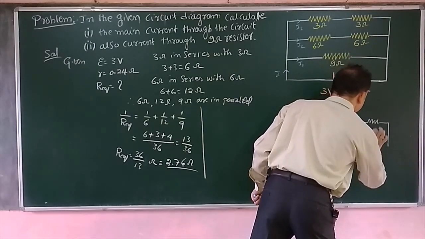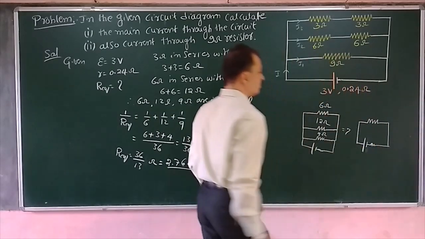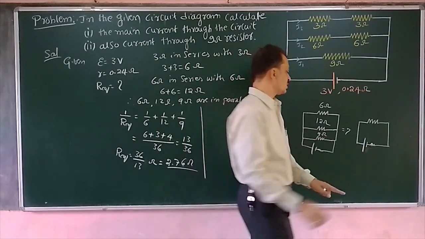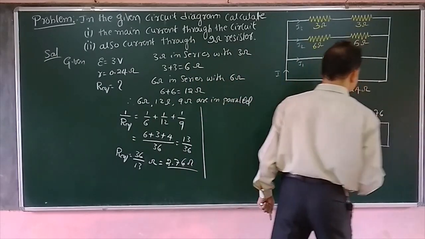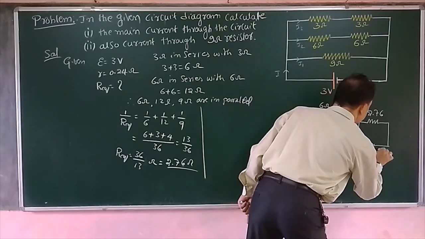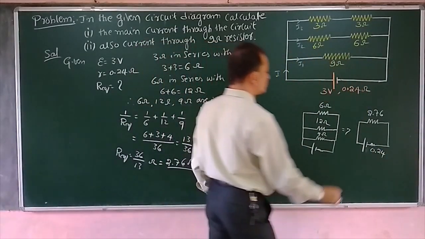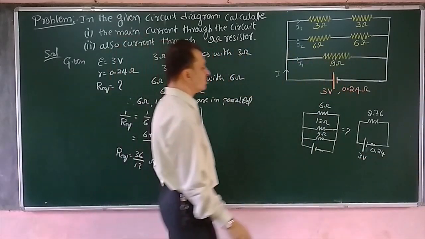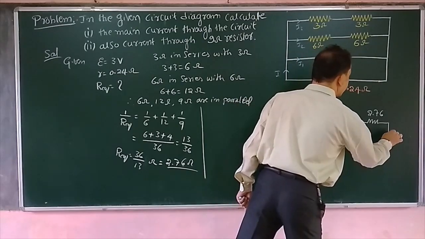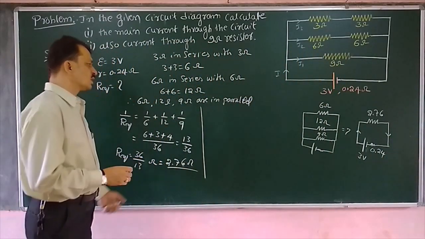So we have a battery. Here we have an internal resistor. This becomes 2.76, and this is given as 0.24, and this one is a battery of 3 volts. Then we have to calculate what is the current flowing in the circuit. Let us calculate how much current flows in the circuit.